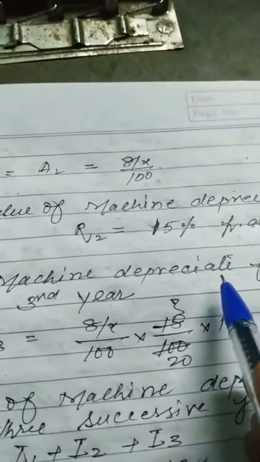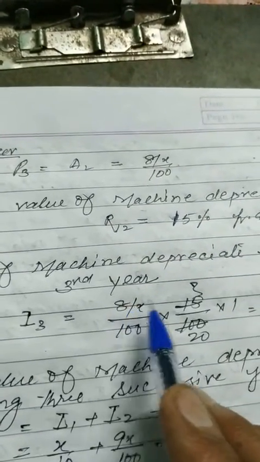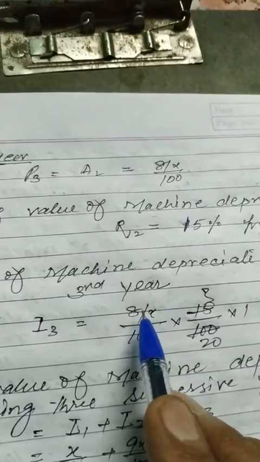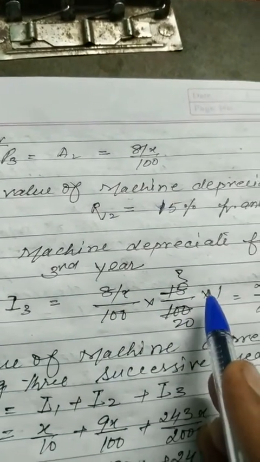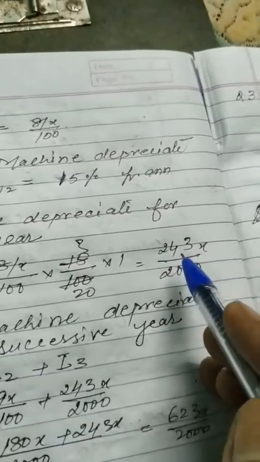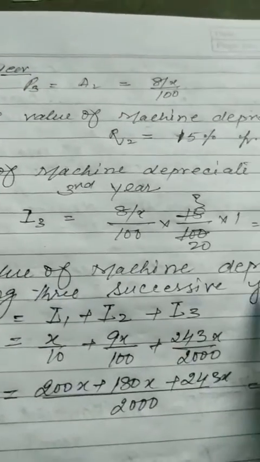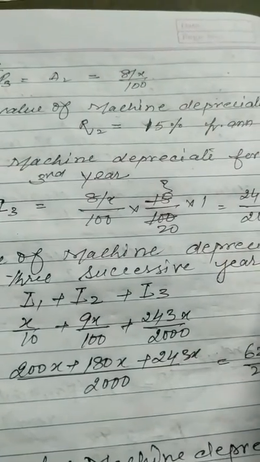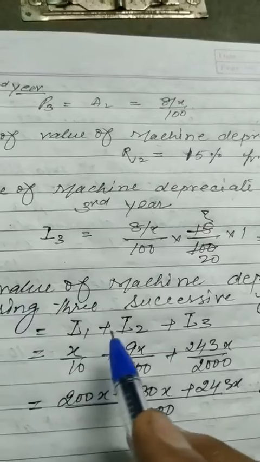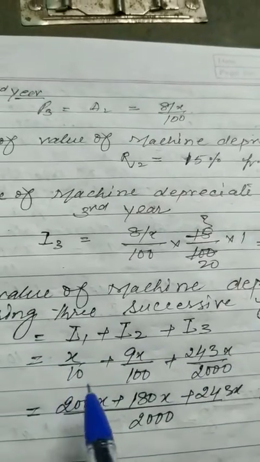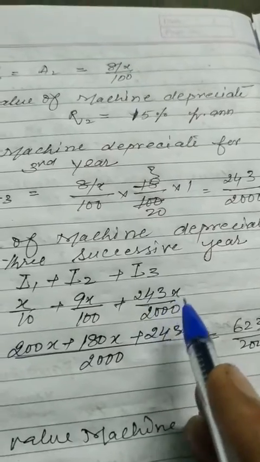The value of machine depreciated for the third year, that is I3 equal to PRT. P equal to 81x over 100, R is 15 over 100, T equal to 1, this one we get 243x over 2000. Therefore, the value of machine depreciated during the successive years is I1 plus I2 plus I3: x over 10 plus 9x over 100 plus 243x.